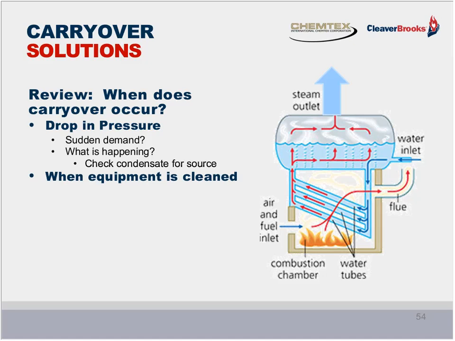Is the source of carryover coming from a piece of equipment that's being cleaned on an intermittent basis and now somehow it's leaking and that CIP chemical is coming back to the boiler?